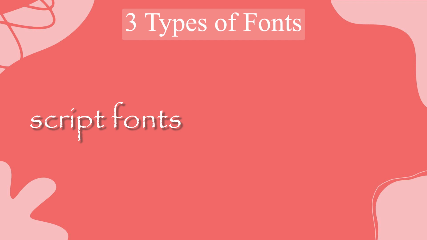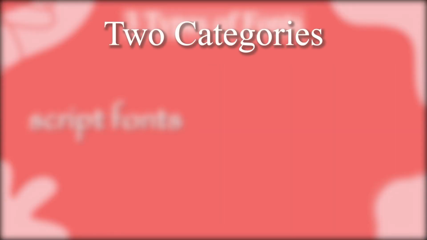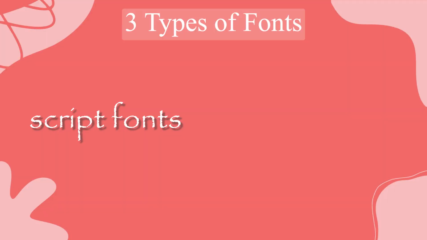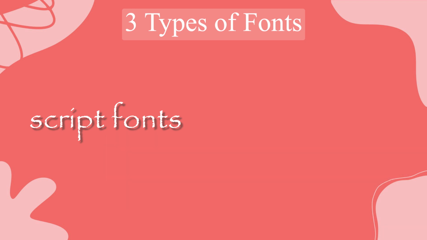Another type of font is the script fonts. A script font is a font in which the texts appear handwritten. The 2 categories of script fonts available are formal and casual script fonts. Examples of script fonts include Edwardian Script, Sophia Ronald, Medina Script, Bon Vivant, and Papyrus. Presenters hardly use script fonts as presentation fonts due to their poor readability.